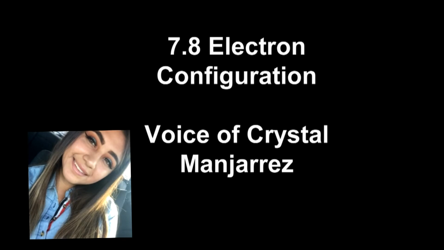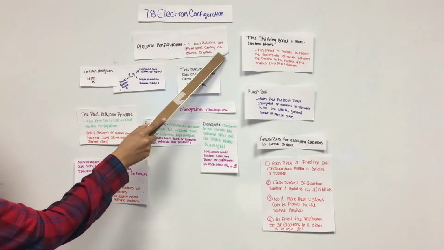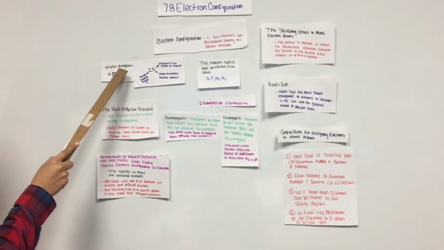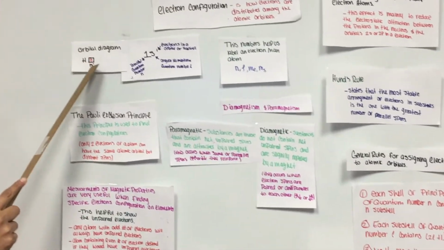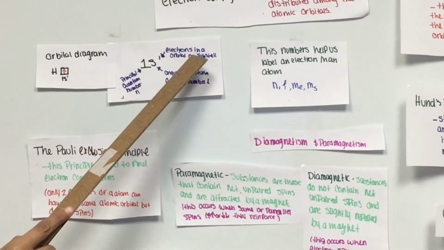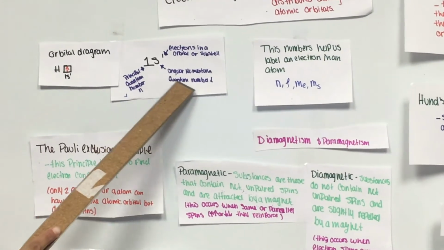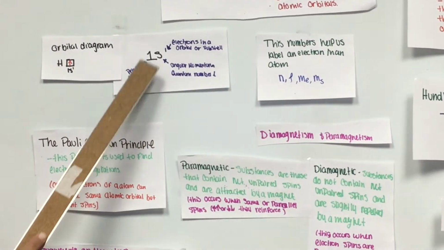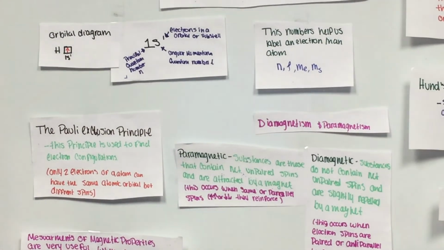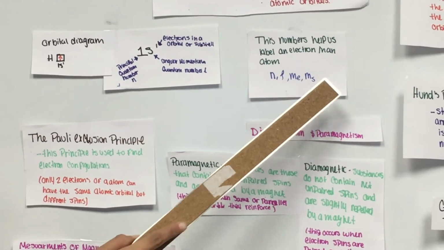Section 7.8, Electron Configuration. Electron configuration is how electrons are distributed among the atomic orbitals. Right here you can see an orbital diagram, where we're using the hydrogen atom. It has one s and it's going up. The number on top tells the electrons in an orbital or subshell. The s tells the angular momentum quantum number, and the 1 tells us the principal quantum number n. These numbers help us label an electron in an atom by giving us the n, l, m_l, and m_s.